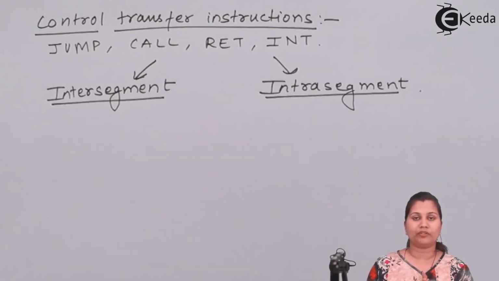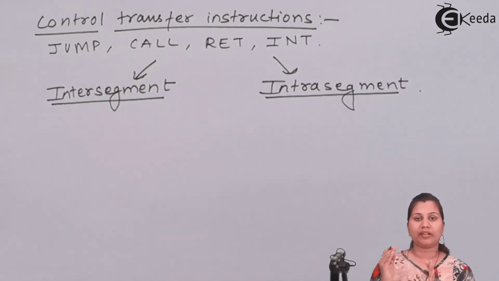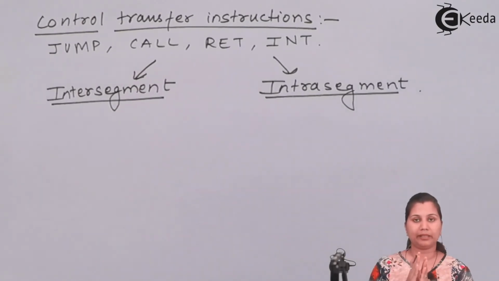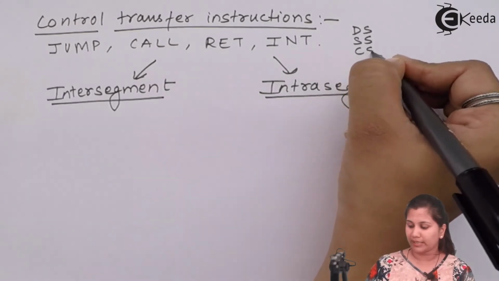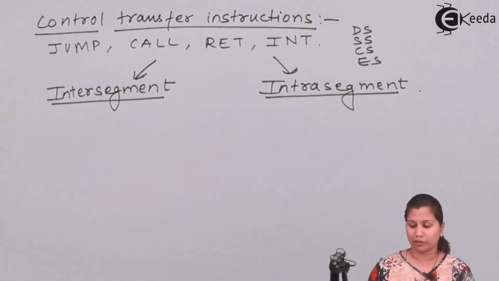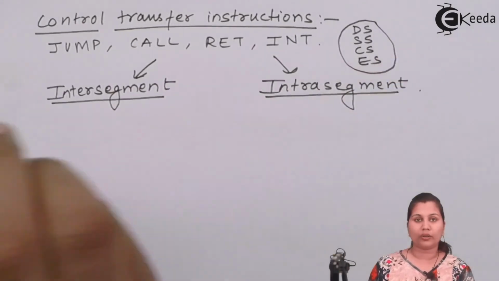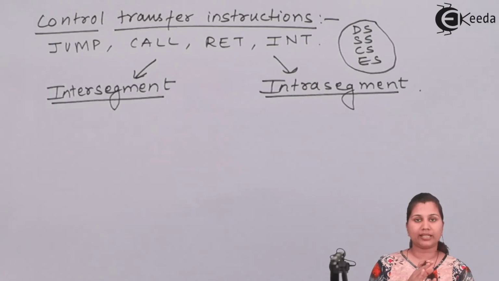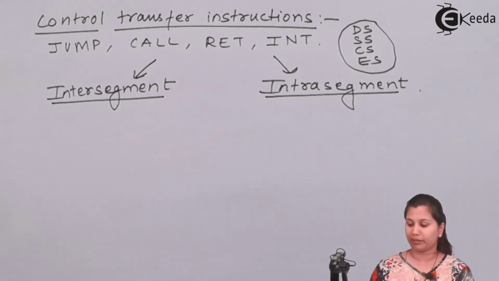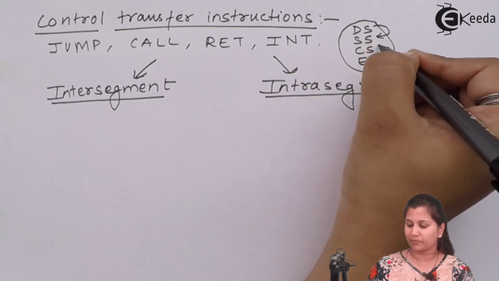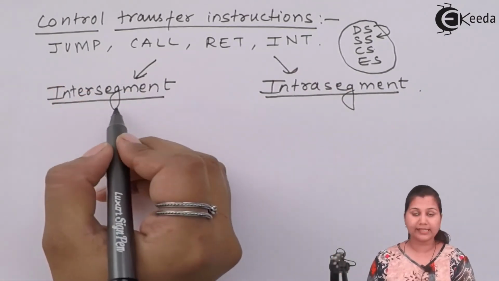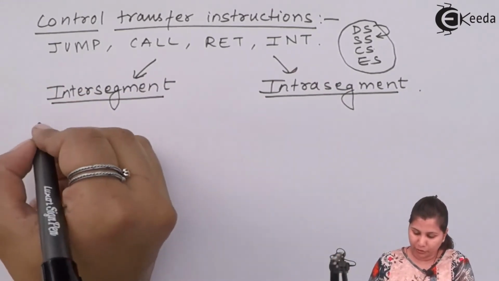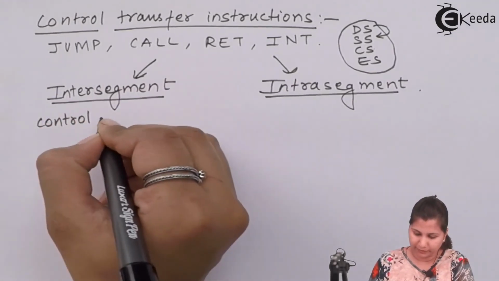In 8086 we have four types of segments: data segment, stack segment, code segment, and the extra segment. Now if the program is transferring the execution from one segment to another segment, like from DS to SS, or from DS to CS or ES, that will be known as the inter-segment mode. It means control is transferred to some other segment.